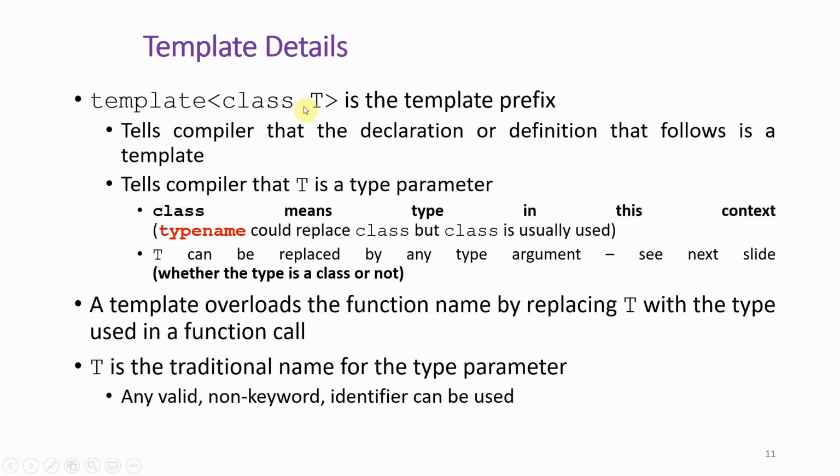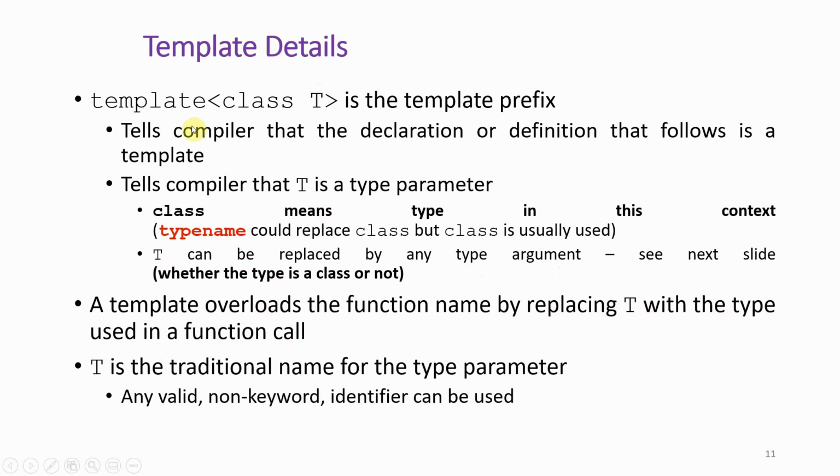Mostly this prefix is more common, and this character t can be replaced by any type argument. So you can just call it, for example, tmp if you want, but it's not very common. A template overloads the function name by replacing t with the type used in a function call.